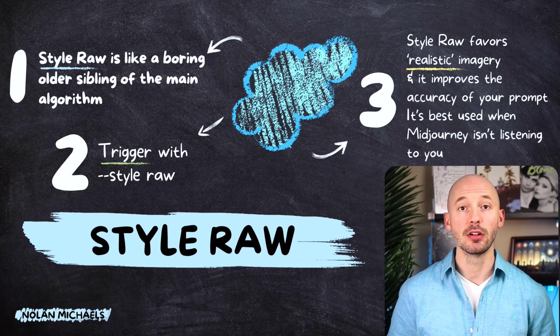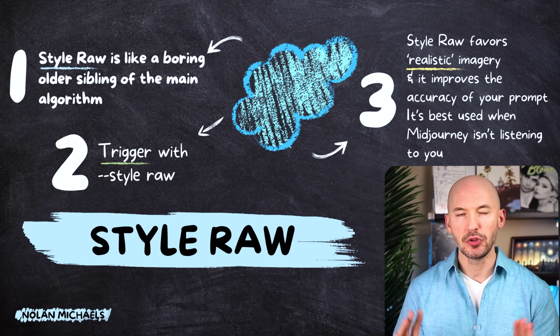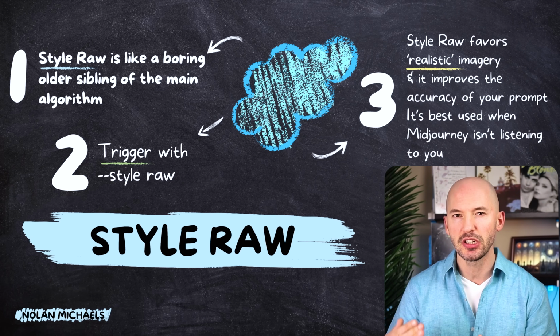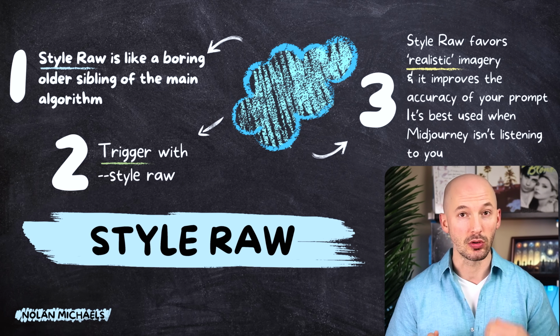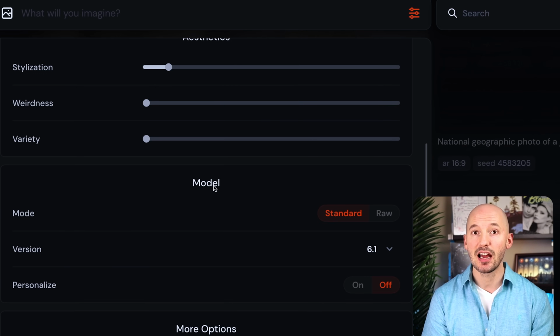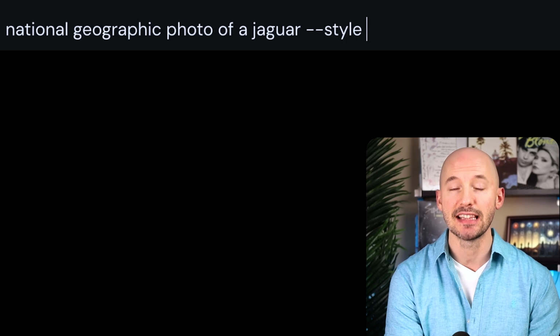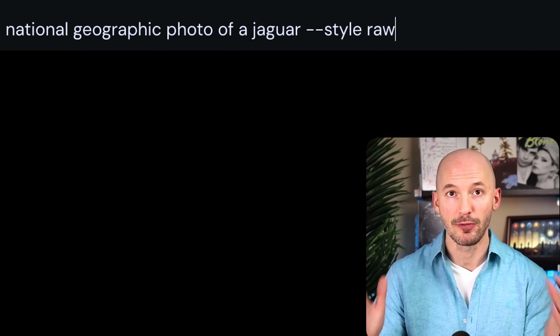The next parameter that I think you should be trying is called Style Raw. It's a bit confusing, but it's essentially the exact same thing as the regular Midjourney version, just slightly more boring. It sort of takes your prompts more literally, and that can be really helpful in certain situations. You can find Style Raw in your settings under the model version. We have mode, standard, and raw. Alternatively, you could type --style at the end of your prompt and then the word raw. This is going to invoke Style Raw for your generation.